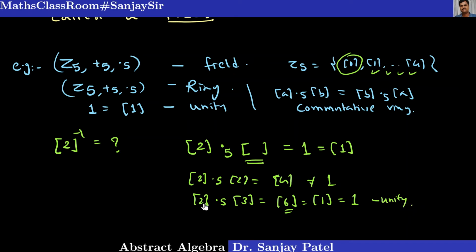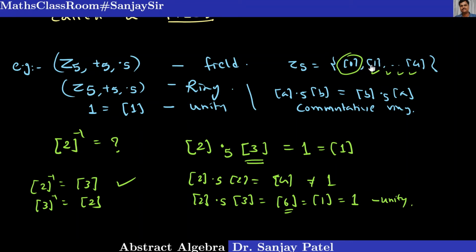Okay, and since it is a commutative ring, 2 into 3 is 1 and 3 into 2 is also 1. So I can put 3 here. That means 2 inverse is class 3. That we have proved. And we know that if A inverse is B, then B inverse is also A. So immediately I can write 3 inverse is 2. So no need to check for the next element. What I have done is taken only 2 and 3.